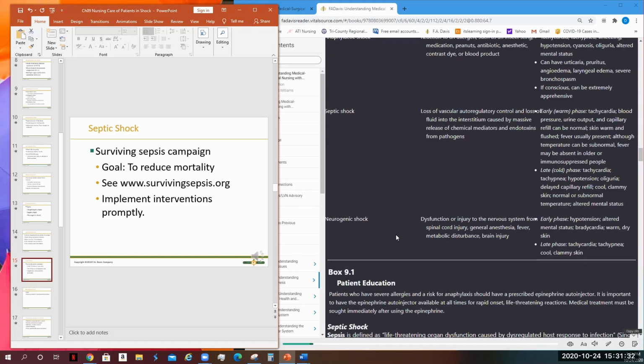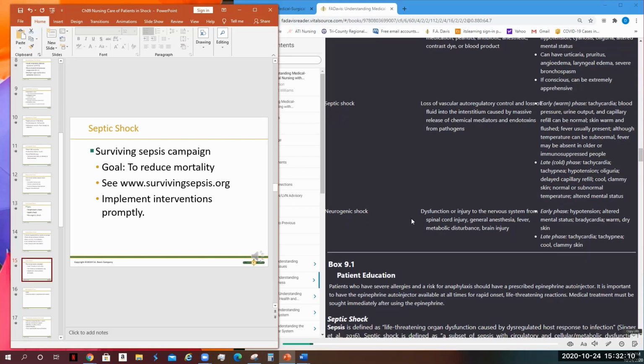Neurogenic shock, which is definitely rare, could be caused by a dysfunction or injury to the nervous system from a spinal cord injury, general anesthesia, fever, a metabolic disturbance, or a brain injury. In the early phase, you'll have hypotension, altered mental status, bradycardia, so a slow heart rate, and warm, dry skin. However, in the late phase, you'll definitely see tachycardia and tachypnea, as well as cool, clammy skin.